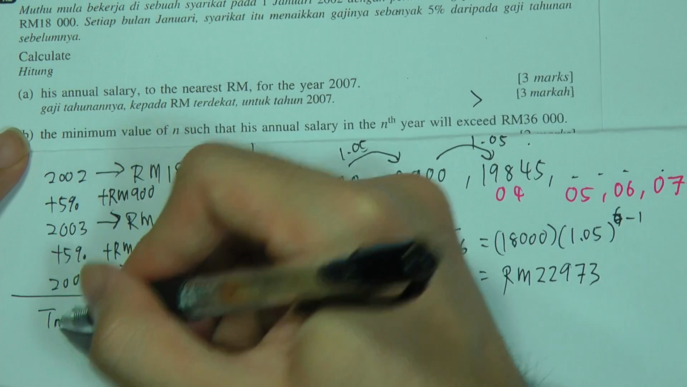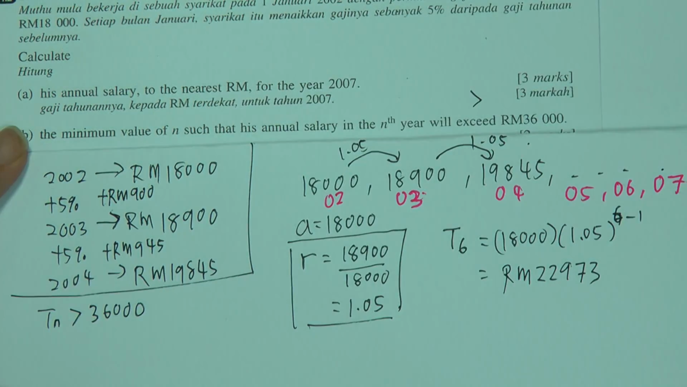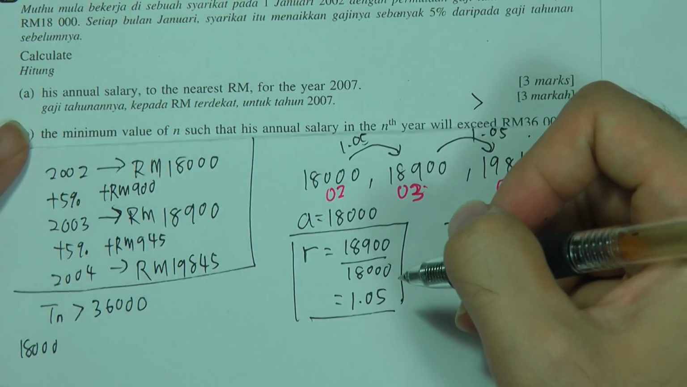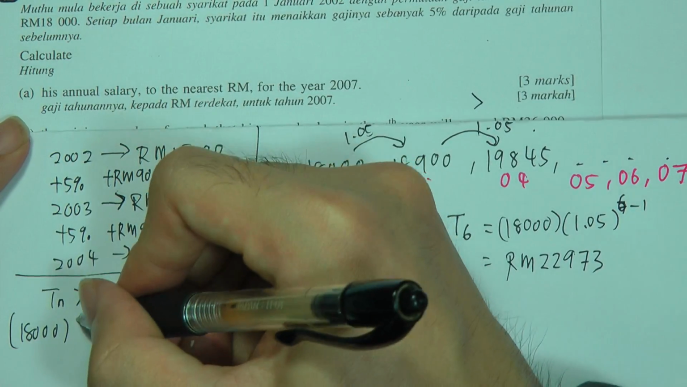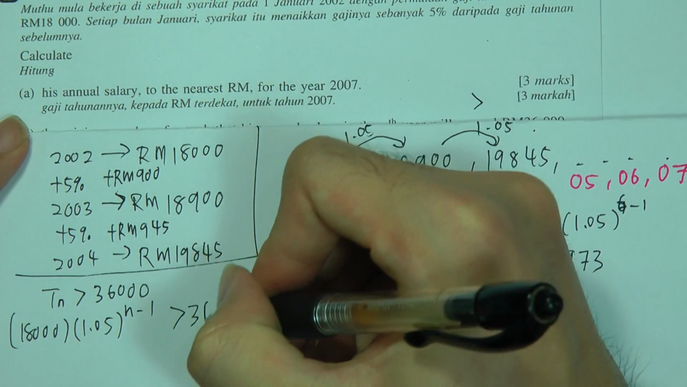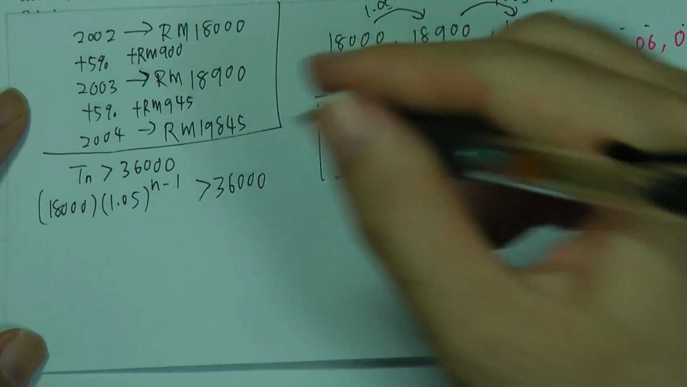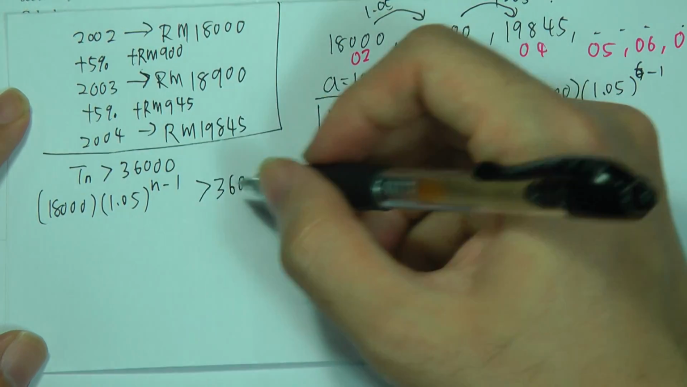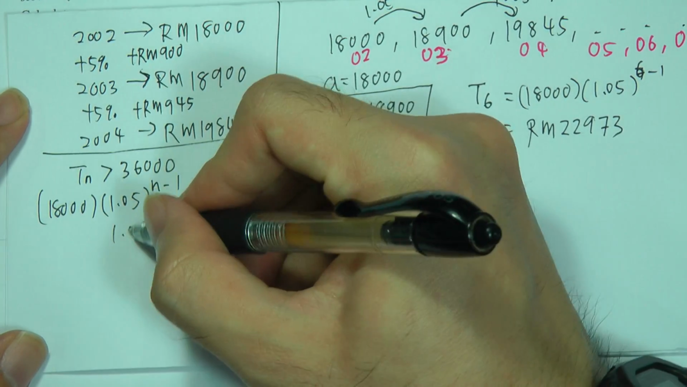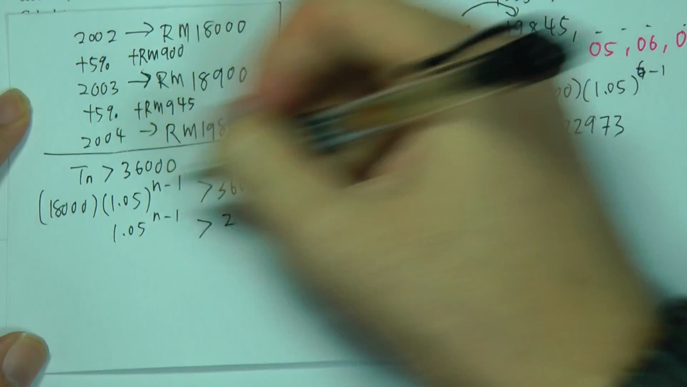So Tn means we want to know which year he can get a salary more than 36,000. So same thing, a is 18,000, r is 1.05, and then n minus 1 should be more than 36,000. Then I just solve this one quickly. This one cannot multiply, so I move to this side, will become 36,000 divided by 18,000. So I can get 1.05 to the power n minus 1 will be bigger than 2. You just divide here, you can get 2.